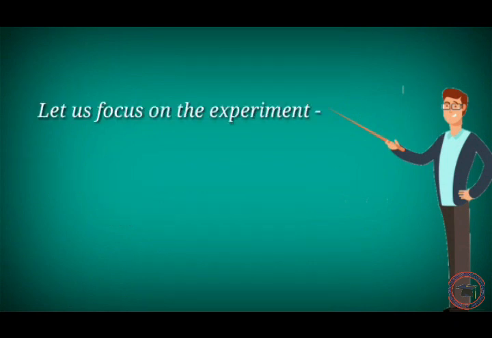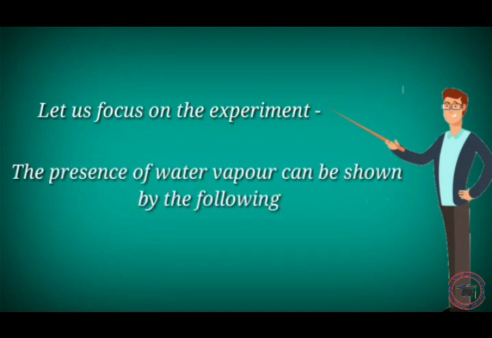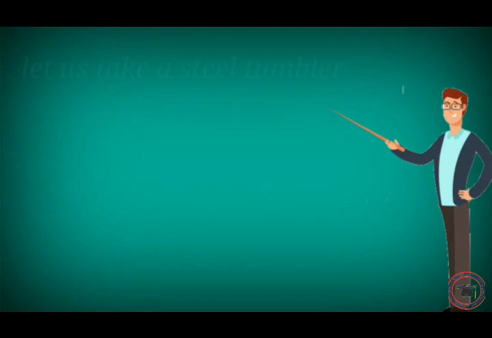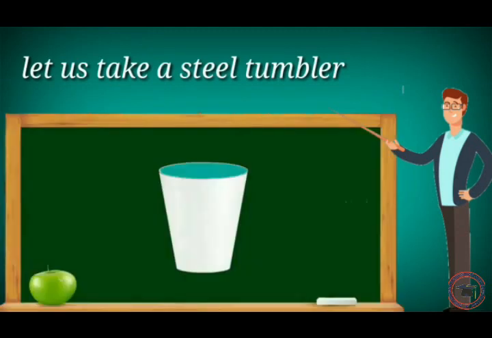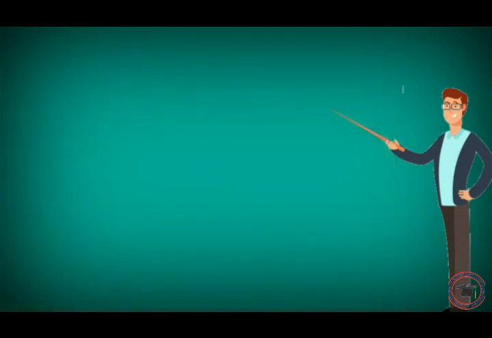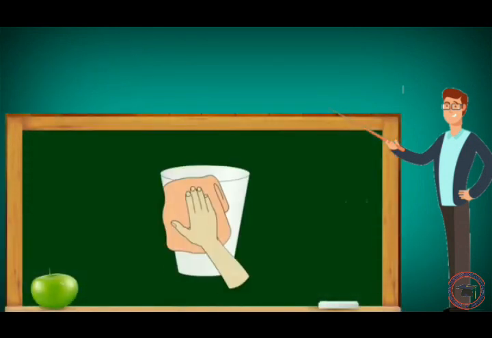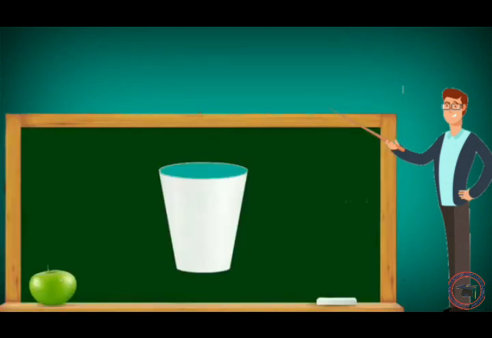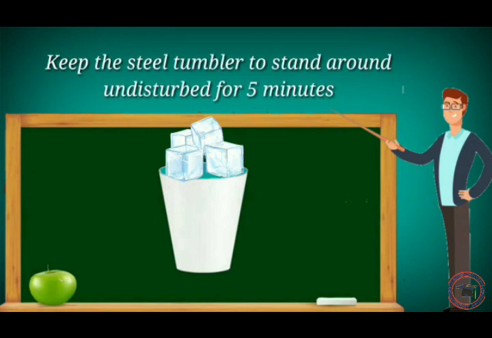Let us now focus on the experiment that I was just telling you. The presence of water vapor in air can be shown with the following experiment. Let us take a steel tumbler and put some well crushed ice into it. Let us wipe the tumbler from outside with a piece of clean, dry cloth so as to make its outer surface completely dry. Let us now allow the ice containing steel tumbler to stand undisturbed for around, say, 5 minutes.